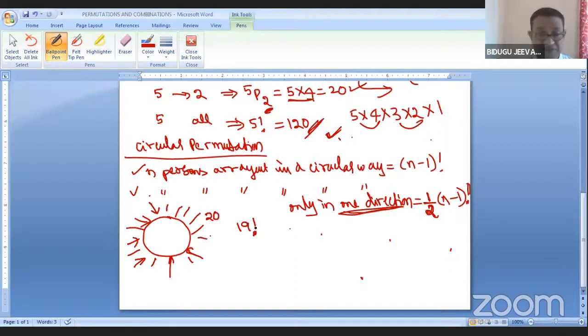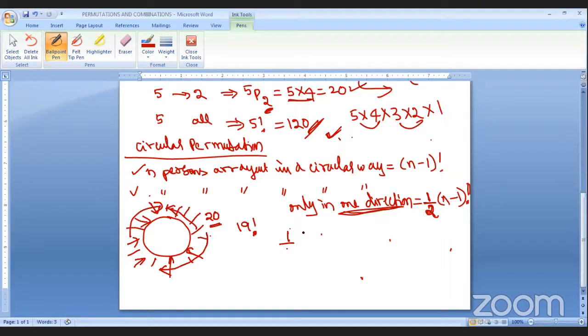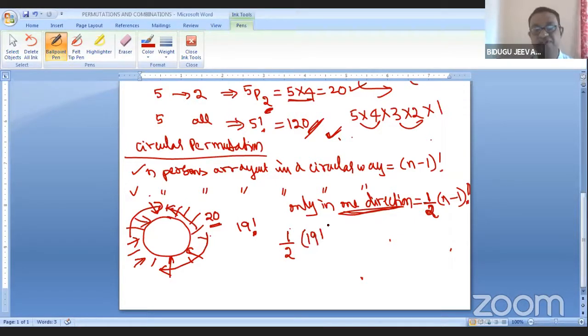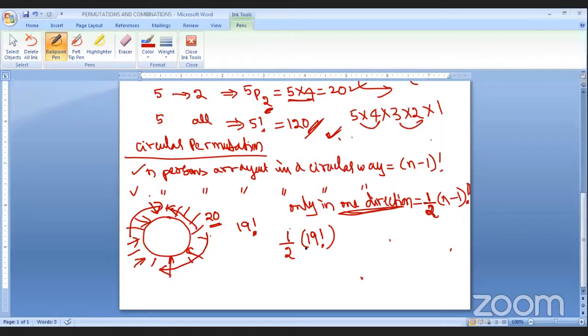Any doubt in this one? Suppose you ask all 20 people to come in this direction or in this direction, if you mention a particular direction, your answer is half into 19 factorial. Clear?